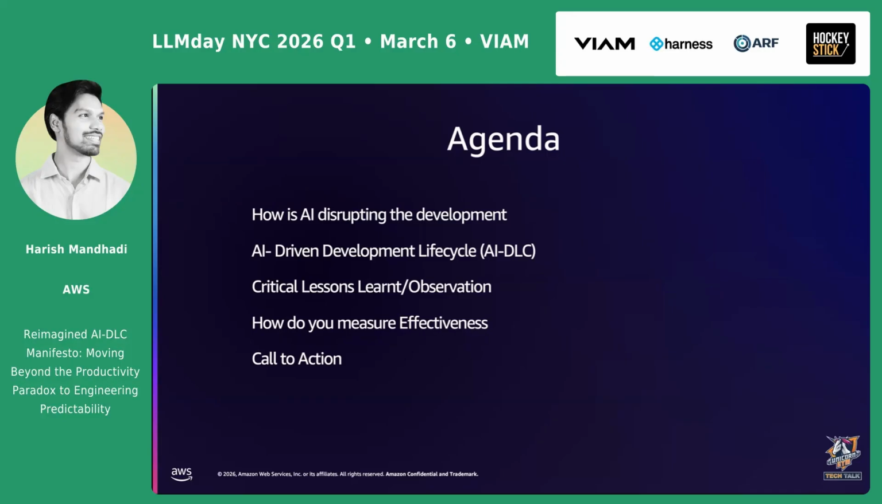And we'll share some of the critical lessons learned that we have seen across adopting this AI DLC across many enterprise customers. We'll also cover the important question: how do you measure the effectiveness of this methodology? A lot of leaders might be asking, we have been using these technologies and coding assistants, but how do you measure the success? How do you measure the productivity? So we'll be talking a little bit more about that. And I'll share some resources at the end so that you can take this AI DLC methodology and try to incorporate it into your day-to-day work. So we'll talk about that as well.